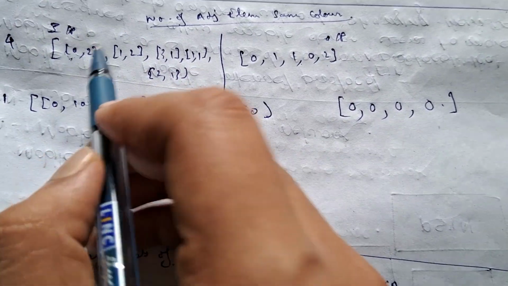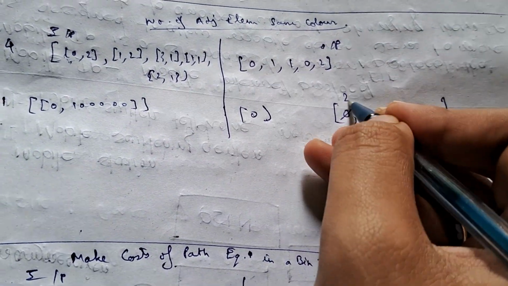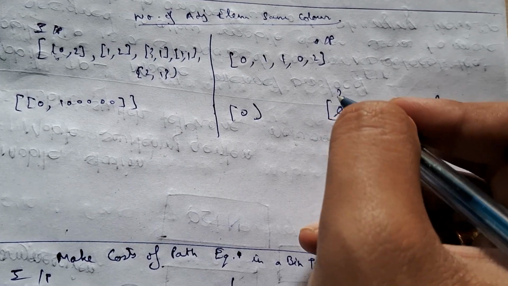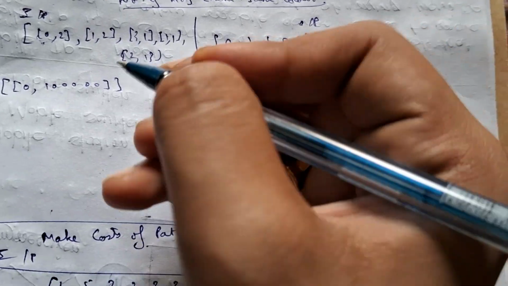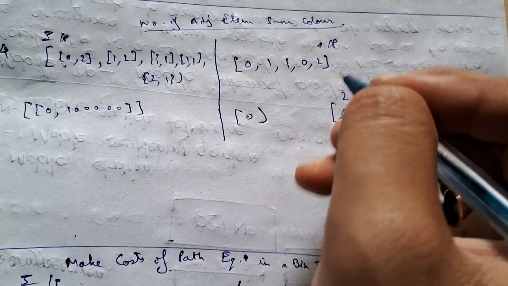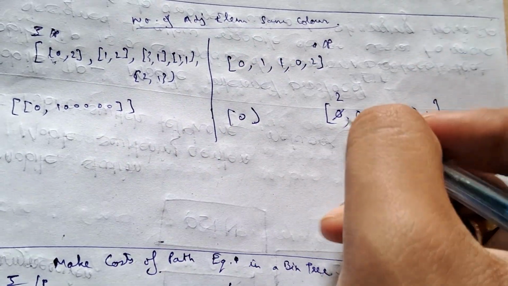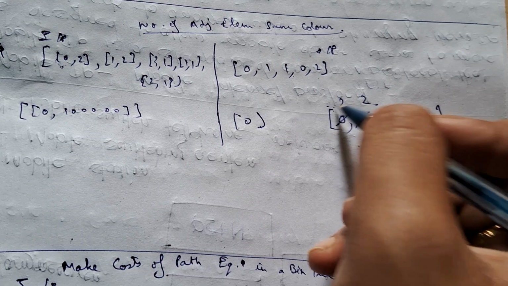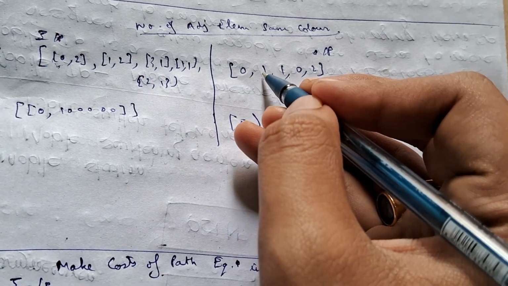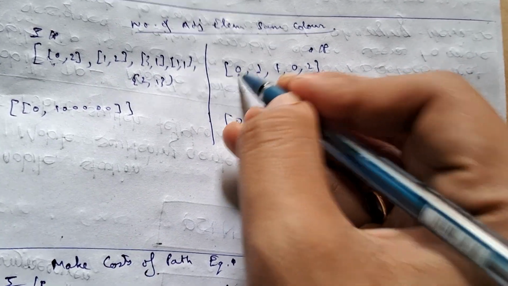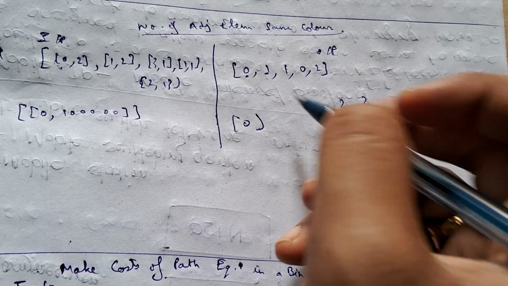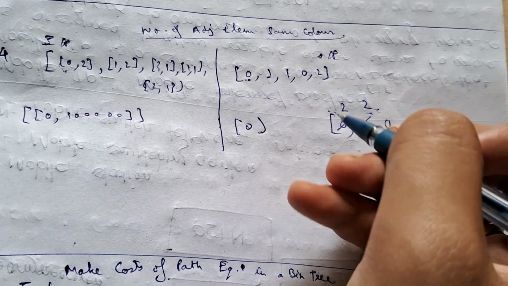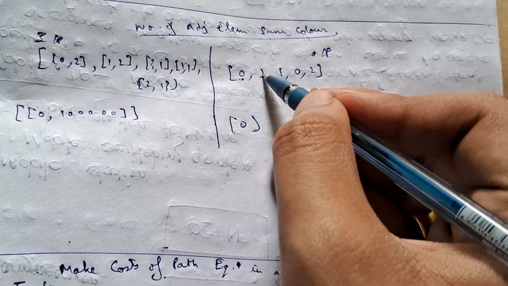So if you color index 0 and make it 2, is there any adjacent element having the same color? No, only one is colored, so we can't have any adjacent. Now we color index 1 with 2. Now we have one adjacent pair of the same color, so we print 1. Initially it was 0, and when we added both the colors, it became 1.